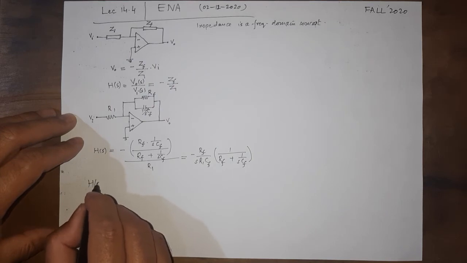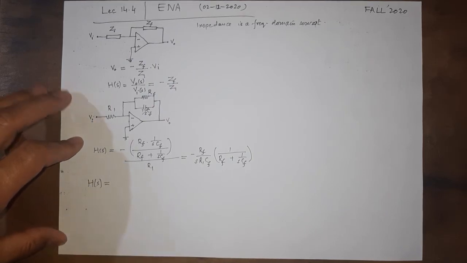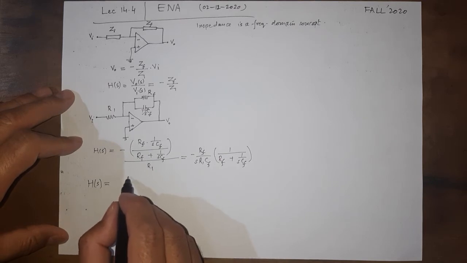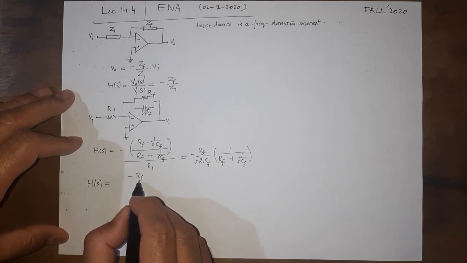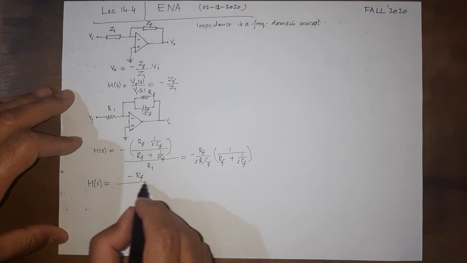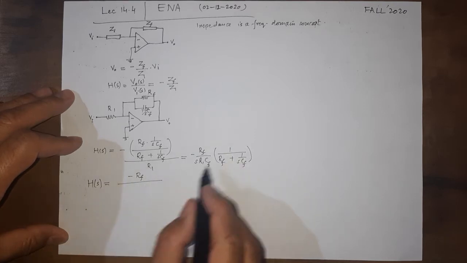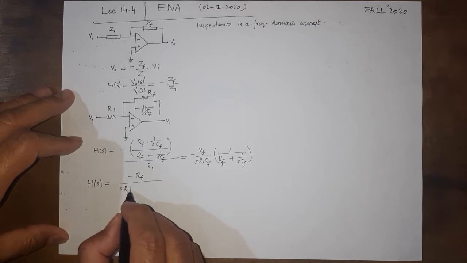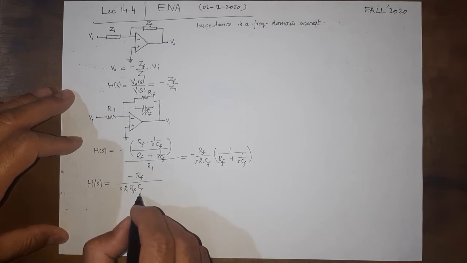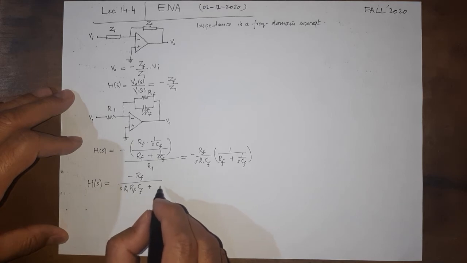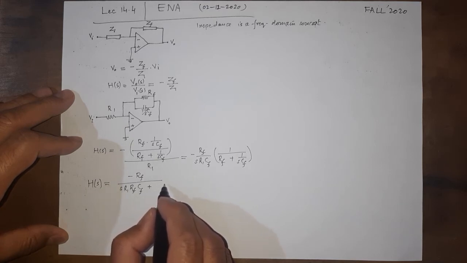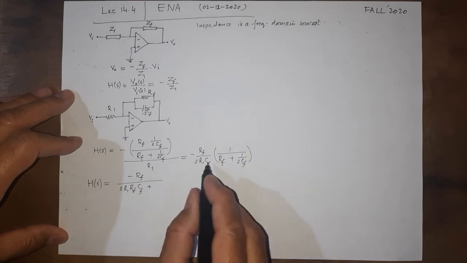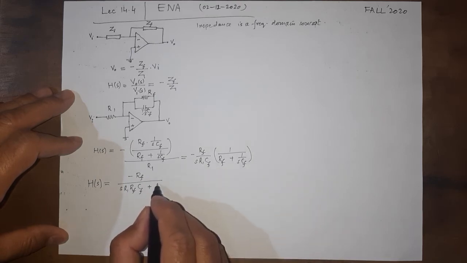or the transfer function here is minus RF over, we can multiply them to get S R1 RF CF plus R1, since S and S will cancel, CF and CF will cancel.